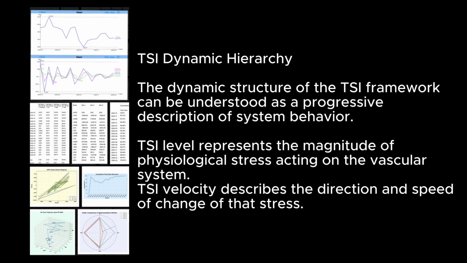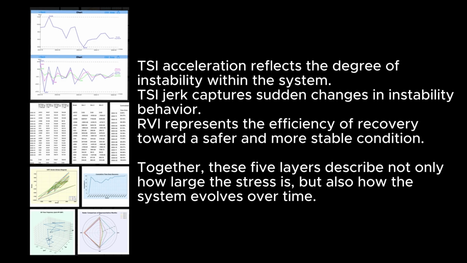TSI dynamic hierarchy. The dynamic structure of the TSI framework can be understood as a progressive description of system behavior. TSI level represents the magnitude of physiological stress acting on the vascular system. TSI velocity describes the direction and speed of change of that stress. TSI acceleration reflects the degree of instability within the system. TSI jerk captures sudden changes in instability behavior. RVI represents the efficiency of recovery toward a safer and more stable condition. Together, these 5 layers describe not only how large the stress is, but also how the system evolves over time.